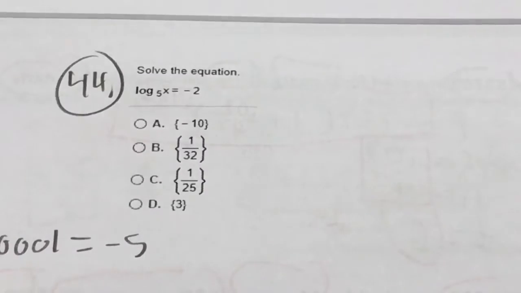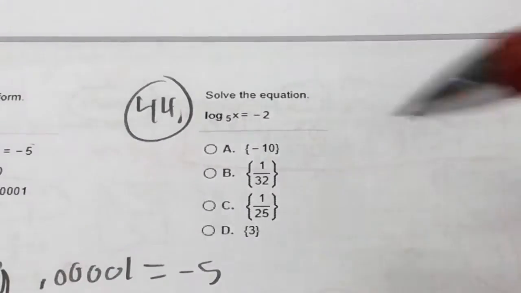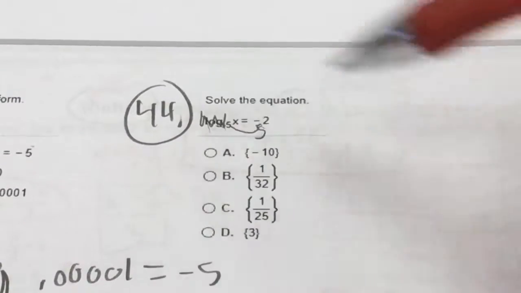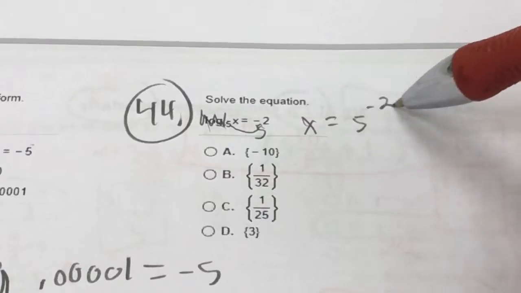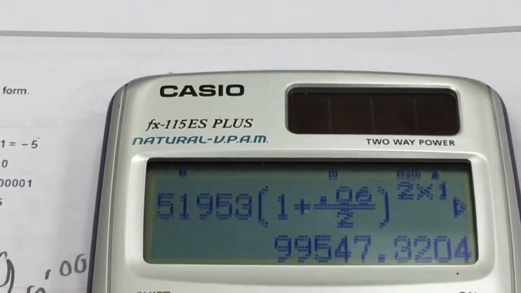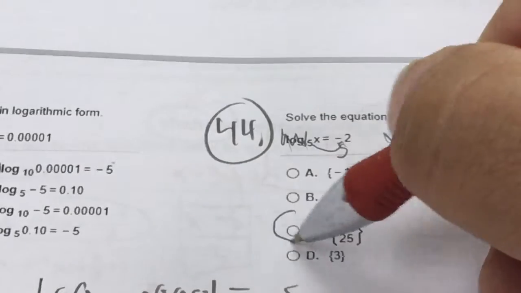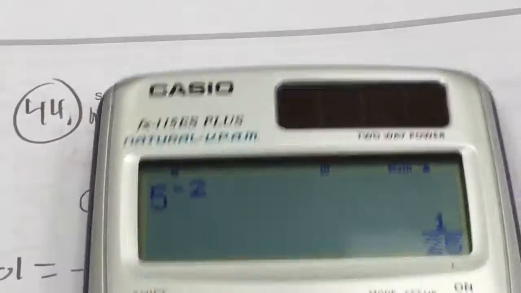44. Solve the equation. Now this one goes pretty smoothly if you know the move. You can log leg kick that 5 over there. That log kicks that 5 over there and pushes up to 2, and then the log runs away. And that gives me x equals 5 to the negative 2. We can type that right in the calculator: 5 to the negative 2. And it's going to give me 1 over 25. Choice C.